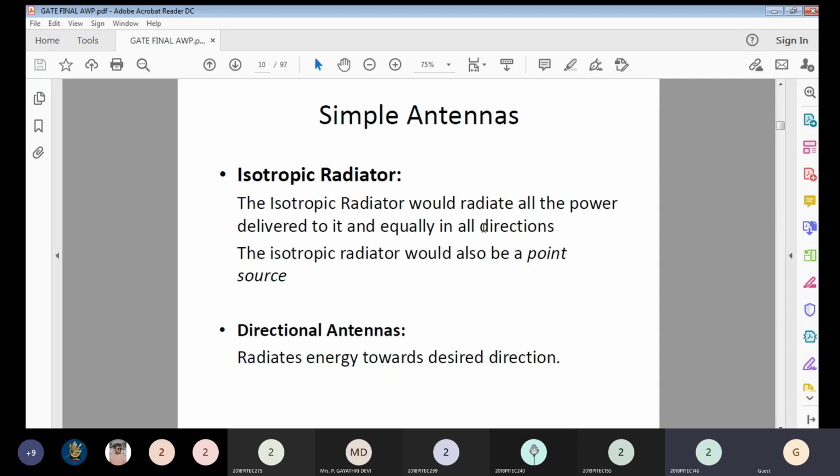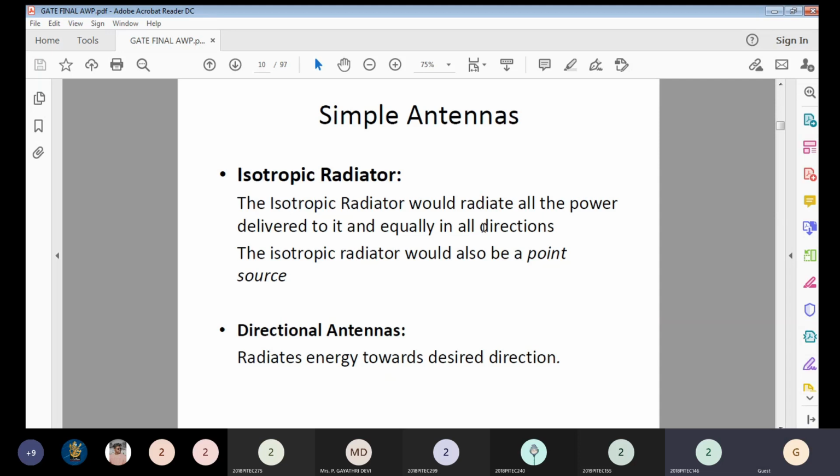Although it is ideal, it is not physically realizable. It is an ideal, and we are going to take it as such. It is often taken as a reference for expressing the directive properties of antennas. That's about the isotropic radiator.